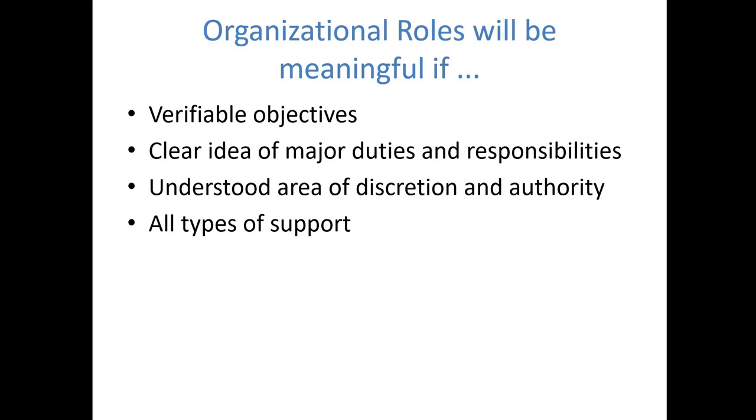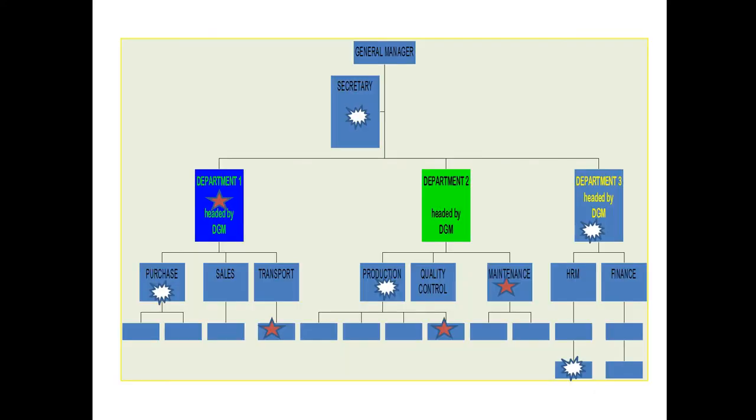So let's have a look at the diagram again. For example, Department 1. Verifiable objectives would be to ensure that purchase is done in time and at the least cost, sales happen as per the target that is set, and transportation is effective so that your finished goods reach the market in time. So therefore, this is the verifiable objective of the person heading Department 1, that is the DGM out there.